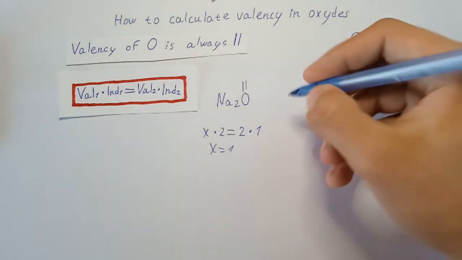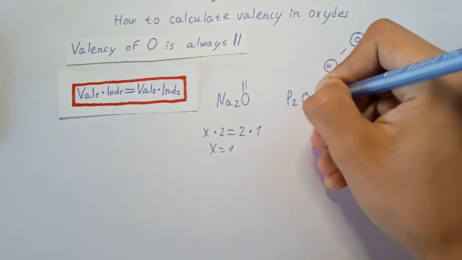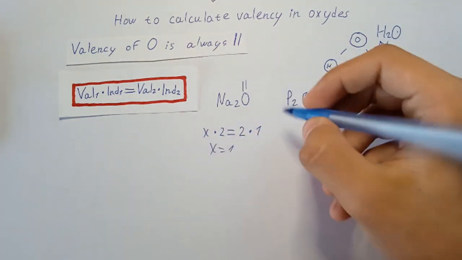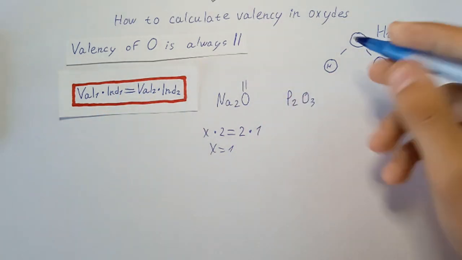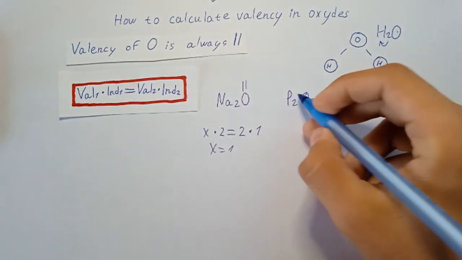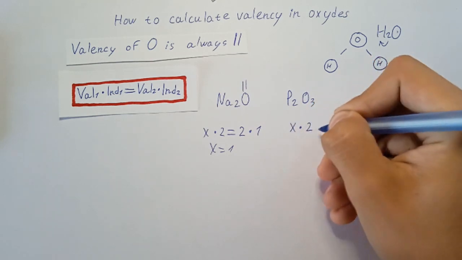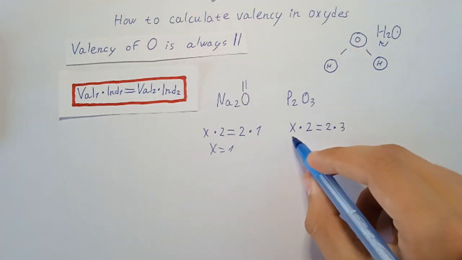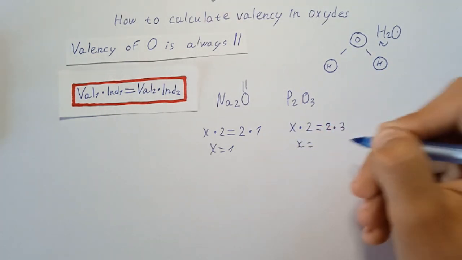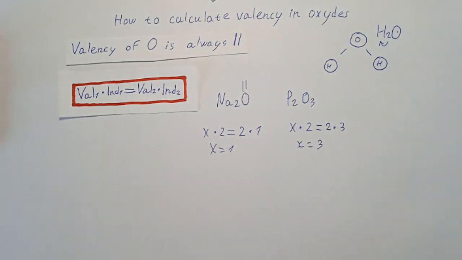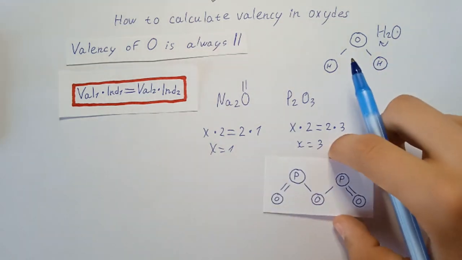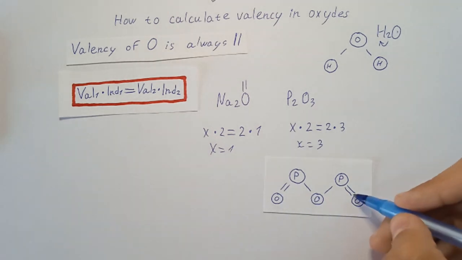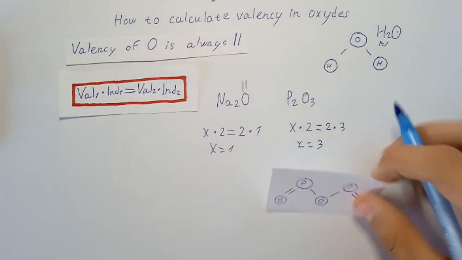Now for the next example, a harder one. P2O3, that will be phosphorus oxide. We will use the very same formula, it works for absolutely any oxide. The valency of phosphorus, unknown, multiplied by the index, is equal to the valency of oxygen multiplied by the index 3. Pretty simple to tell, x is equal to 3. And if we look at how the molecule is made, we will see that phosphorus has 3 bonds and oxygen has 2. That is a double bond, it counts for 2 bonds.